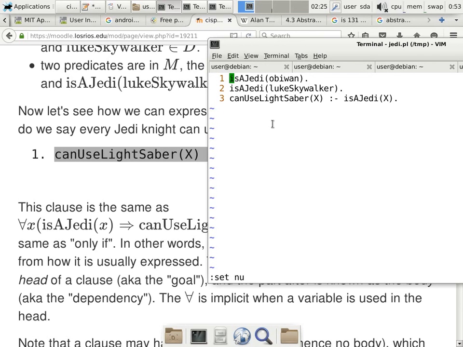Looking at this particular program, the first line is an assertion. It is a predicate. It is basically saying is_a_Jedi, which is a predicate, in parentheses Obi-Wan. Obi-Wan is now an element of the universe.